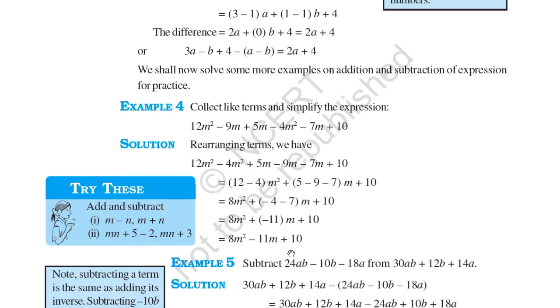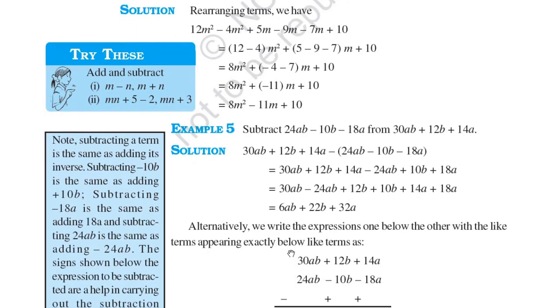Very easy. Example: subtract 24ab minus 10b minus 18a from 30ab plus 12b plus 14a. First we will write 30ab plus 12b plus 14a, minus, and this whole thing inside the bracket, 24ab minus 10b minus 18a. When the minus goes inside, the signs change: 24ab becomes negative, and these two become positive, positive 10b and positive 18a. Now we will rearrange the terms.